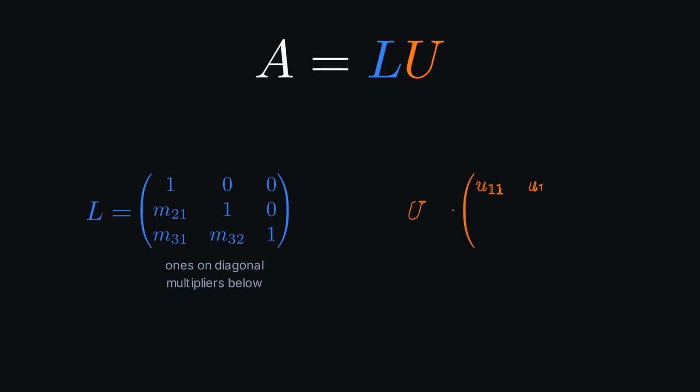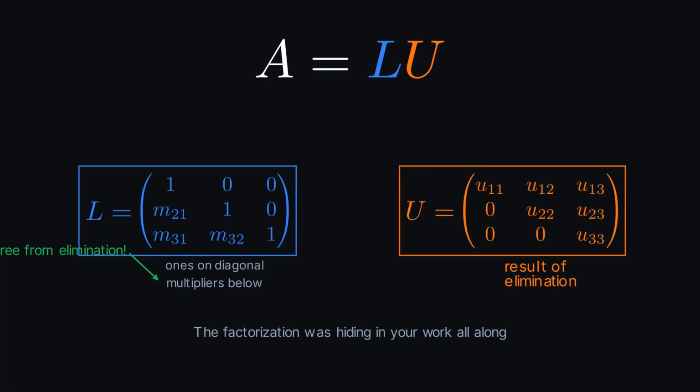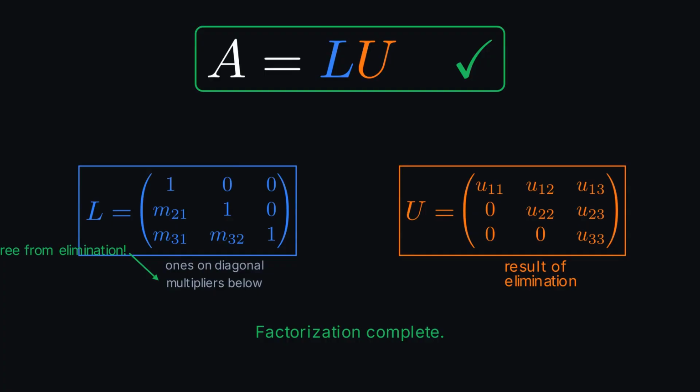That gives you L. You already have U from elimination. A equals LU will be sitting right there, waiting for you. The factorization was hiding in your work all along. L is the lower triangular matrix with ones on the diagonal and the multipliers stored below. It comes to you for free from elimination. U is the upper triangular matrix, the result of elimination. Put them together and A equals L times U. The factorization is complete.